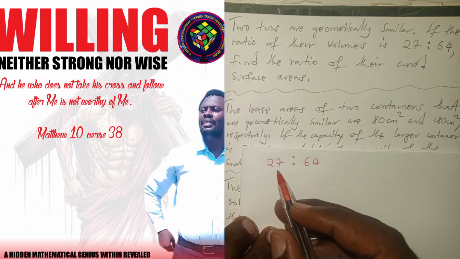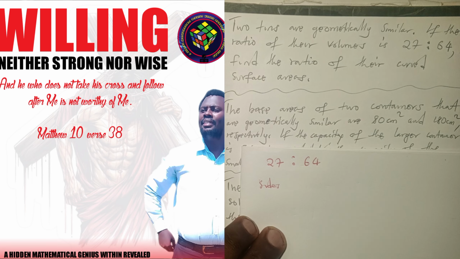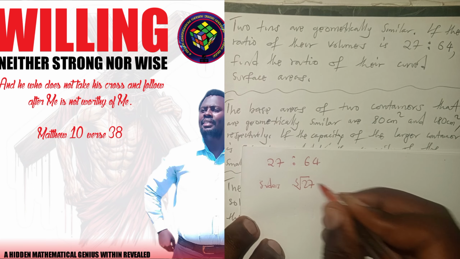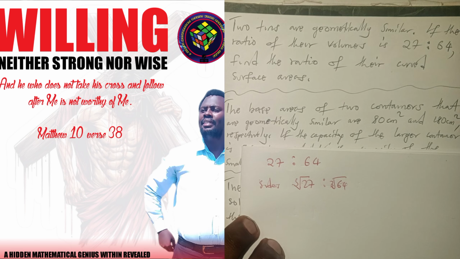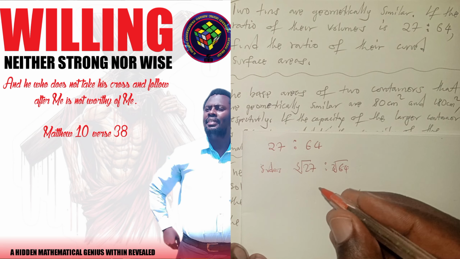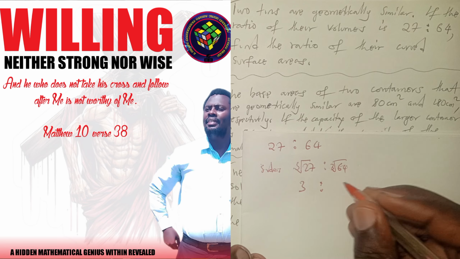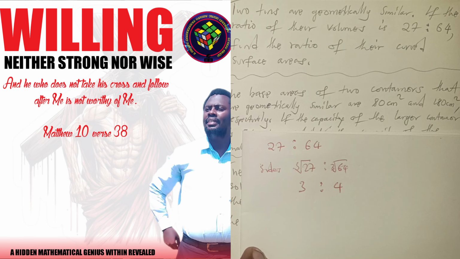Okay, so from ratio of volume to ratio of sides, you just cube root the ratio of volumes. So it will be the cube root of 27 to the cube root of 64. What's the cube root of 27? The cube root of 27, you get 3. And the cube root of 64, you get 4. So that is the ratio of sides, 3 to 4.